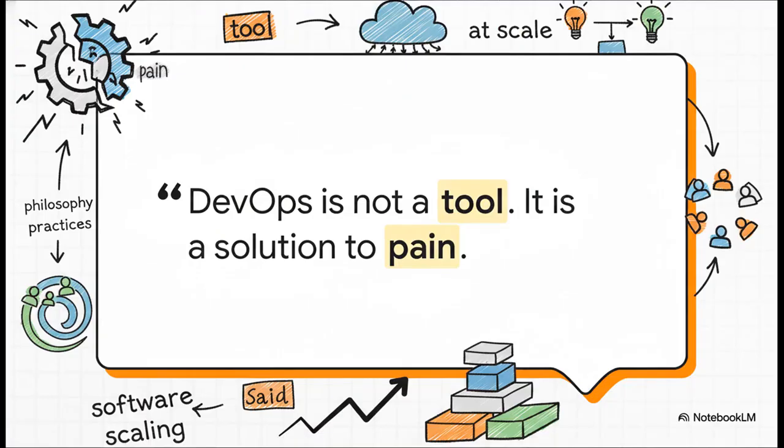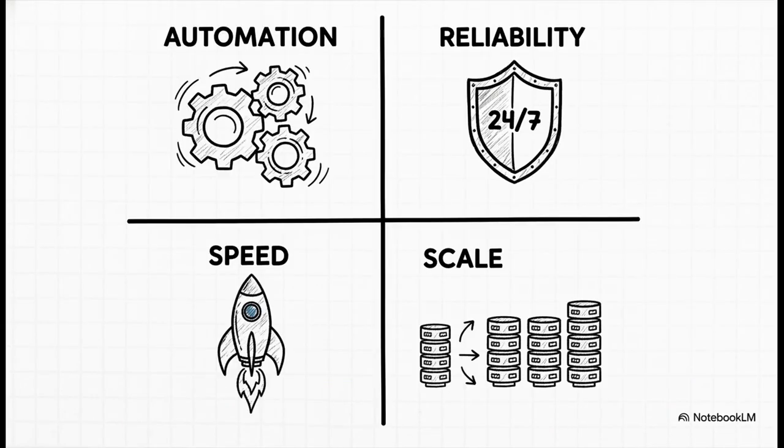And this right here is the single most important idea to take away from all of this. DevOps isn't about learning a specific tool or memorizing a command. It is a philosophy, it's a culture. It's a whole set of practices that came about as a direct solution to the pain of building and running software when you get big. So what does this solution actually do? Well, it brings four critical things to the table.